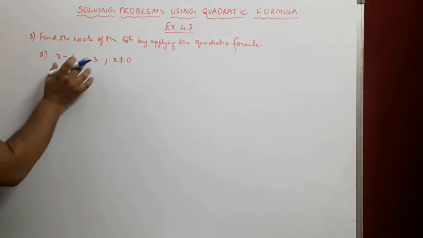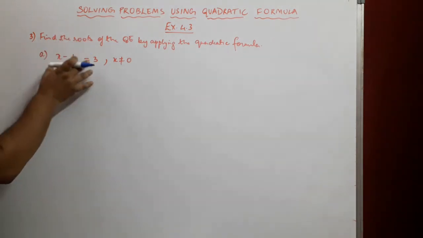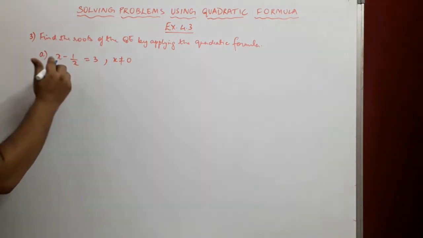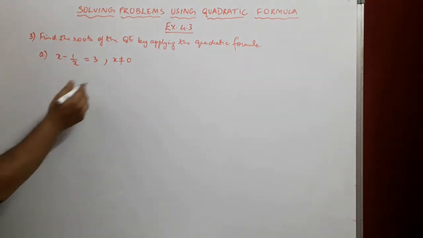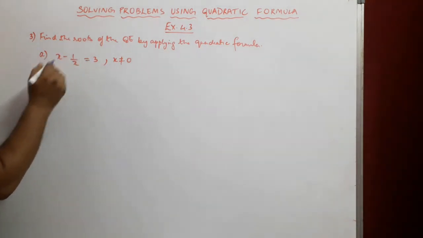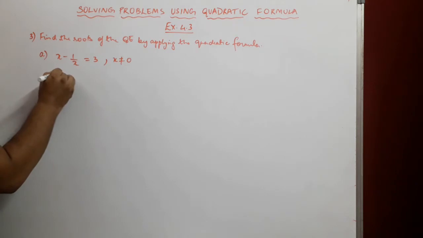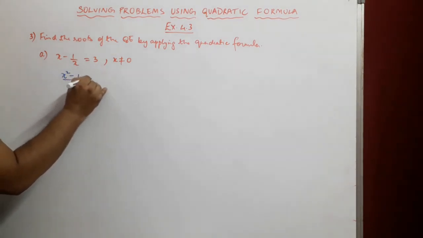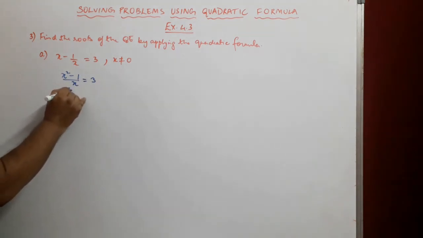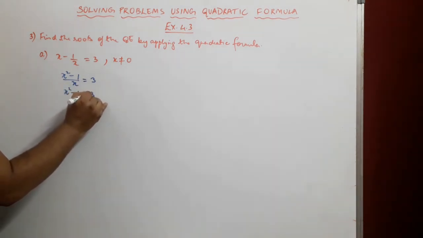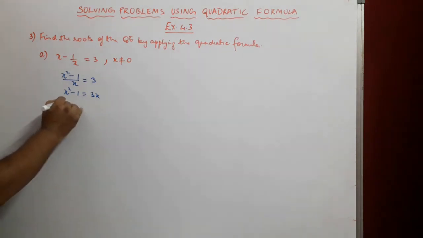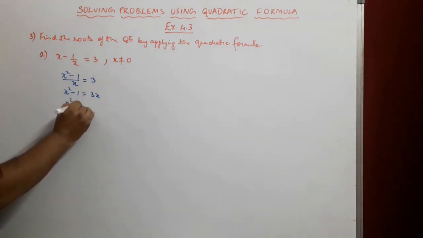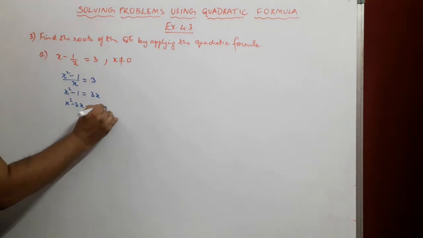First, let us get this into a quadratic equation form. The general form is ax square plus bx plus c, as we know. So let us see how we can get this. If we take the LCM over here, this will become x square minus 1 whole thing upon x equal to 3. Multiply x with 3, it will be x square minus 1 equal to 3x. We bring 3x to the left hand side, it becomes negative, and we get x square minus 3x minus 1 equal to 0.